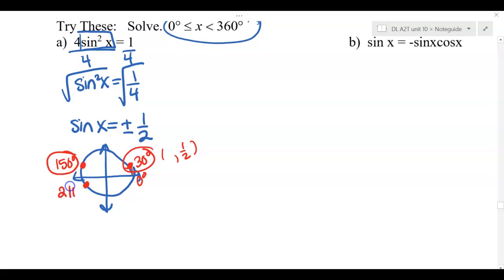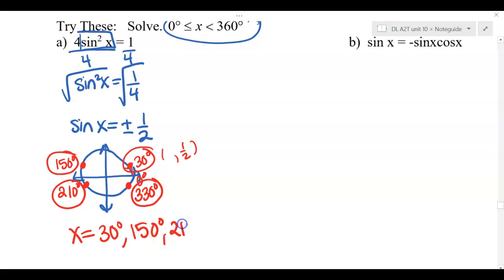Next would be here at 210 degrees. That has a sine of negative 1/2. And then finally over here at 330 degrees. So there's 4 angles that could have that sine. So those 4 angles would be our solution for this problem.